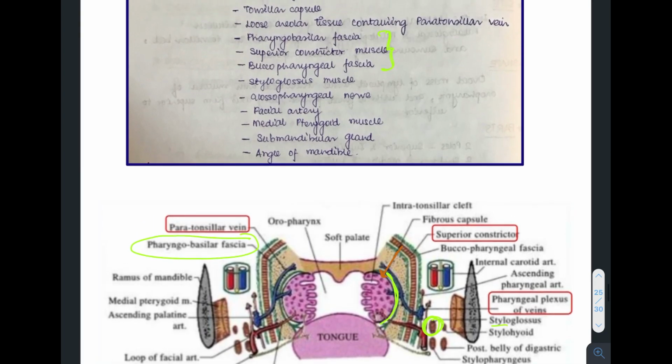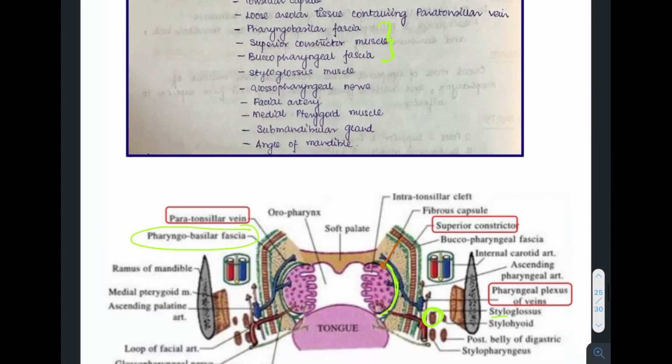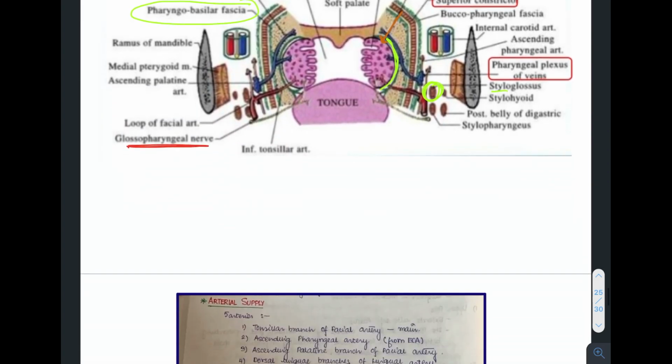So, if we go again from the beginning, the relations from medial to lateral of the tonsillar bed are the tonsillar capsule, loose areolar tissue containing the paratonsillar veins, pharyngobasilar fascia, superior constrictor muscle, buccopharyngeal fascia, styloglossus muscle, glossopharyngeal nerve, facial artery, medial pterygoid muscle, submandibular gland, and lastly the angle of the mandible.